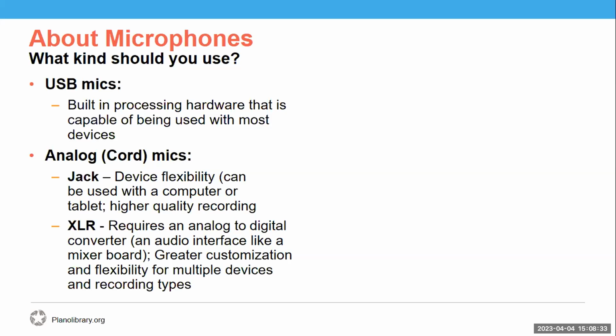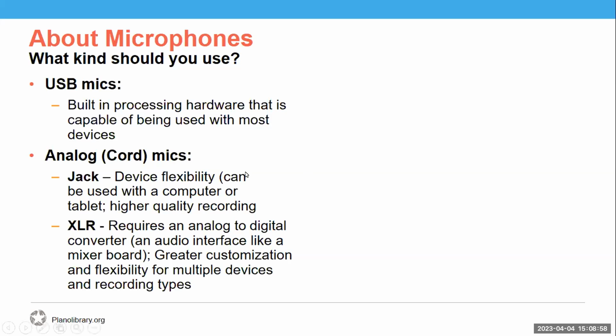So analog mics, and why do these need a soundboard? Well, analog mics are an XLR or a jack input type. So these need to be used with some kind of audio interface to translate the analog input to the digital world. So this is something like a mixing or soundboard that you plug into.